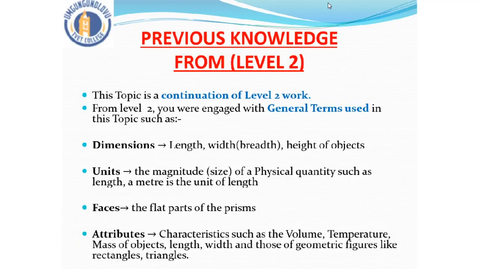The dimensions. The dimensions are the lengths, the width, and the height of objects. The units. The unit is the magnitude of any physical quantity, such as the length. Therefore, the unit to measure the length is a meter. Faces. You were told, or you know, that a face of a geometric figure is the flat part of a prism. The attributes. The attributes are the characteristics such as the volume, the temperature, the mass of an object, the length, width, and those geometric figures like rectangles and triangles.